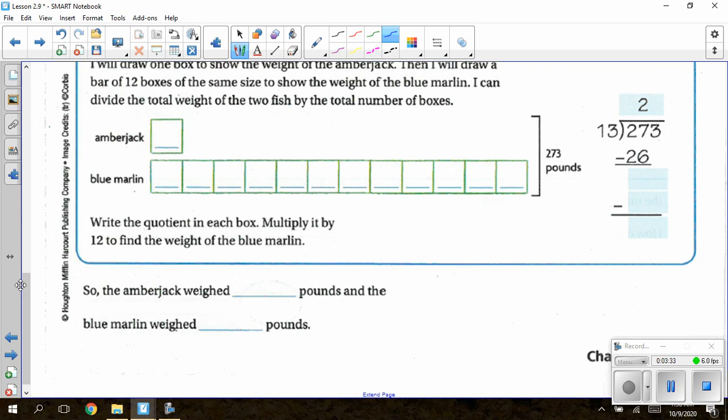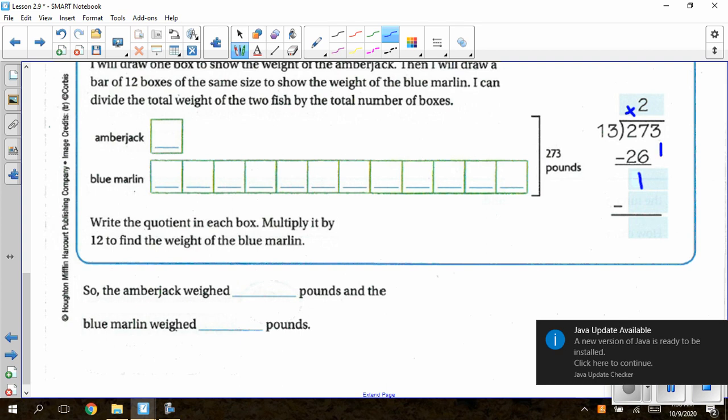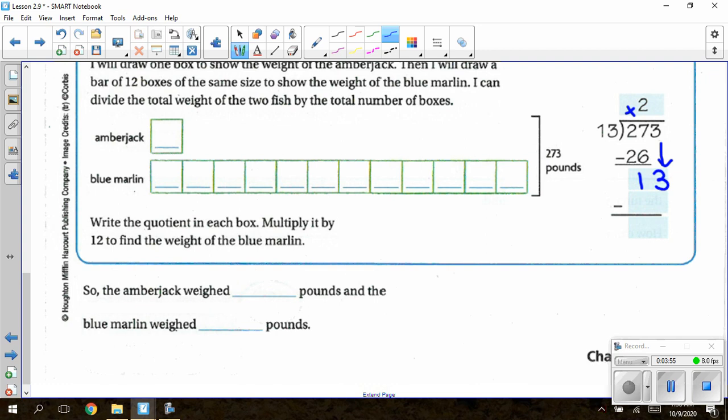We know that 13 could not go into 2, but 13 can go into 27 twice, which would equal 26 when I multiplied 13 times 2. So now to subtract, 27 minus 26 leaves me with 1. And then I need to bring down the 3 for the next digit. So 13 now goes into 13 one time. 13 times 1 is 13. Subtract, and that leaves me with 0.